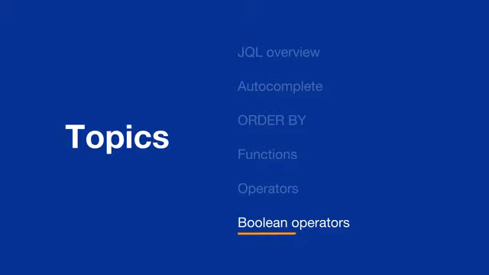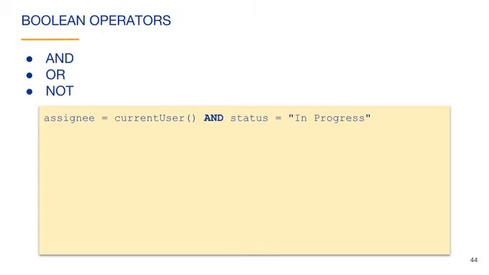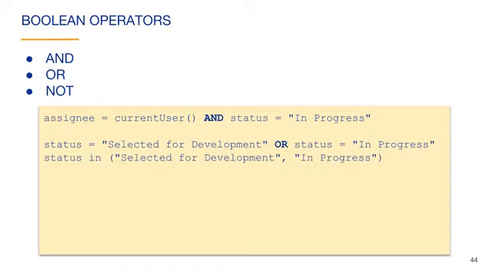Next, we will discuss Boolean operators. Boolean operators are used to either combine or negate clauses. The and or Boolean operators are used to combine multiple clauses, allowing you to refine your search. For example, this query finds all issues assigned to the current user with the status of in progress. This query finds all issues with the status of selected for development or in progress. This query is equivalent to using the in operator.